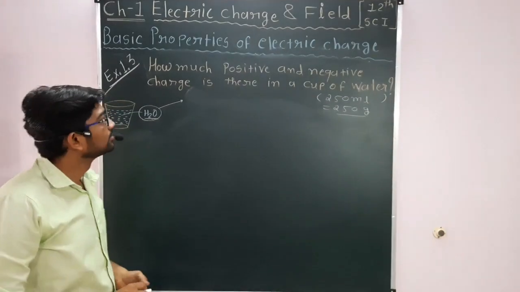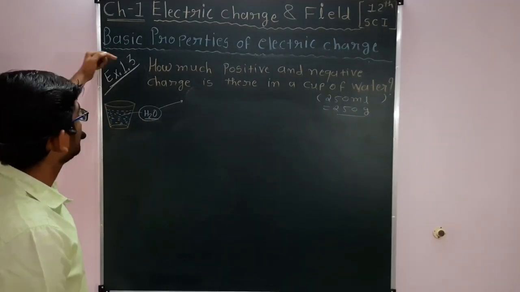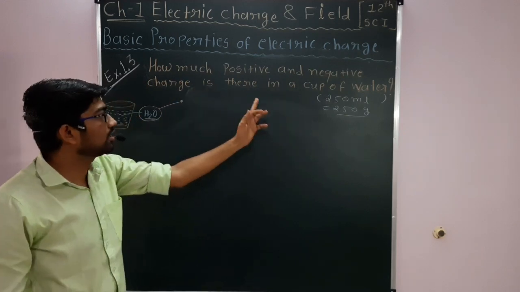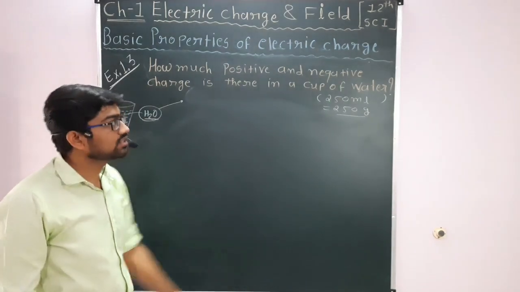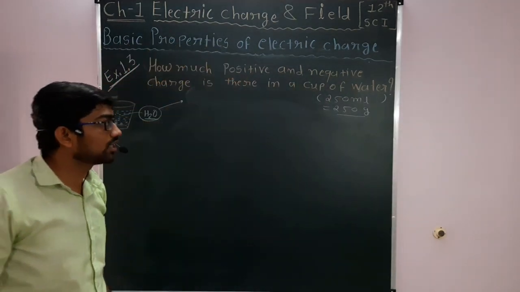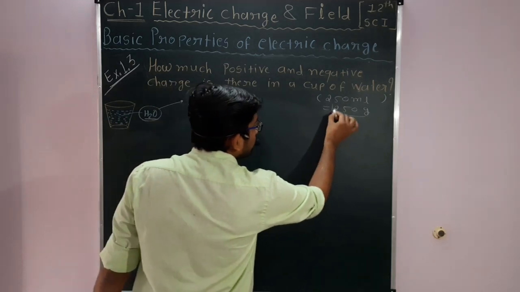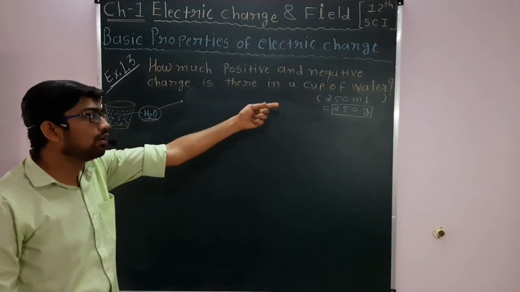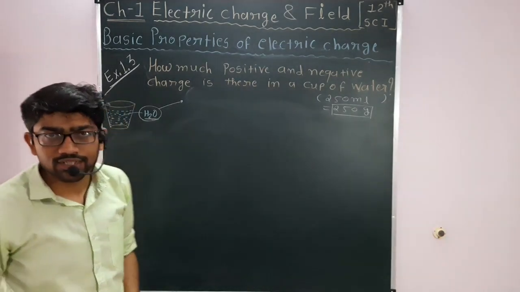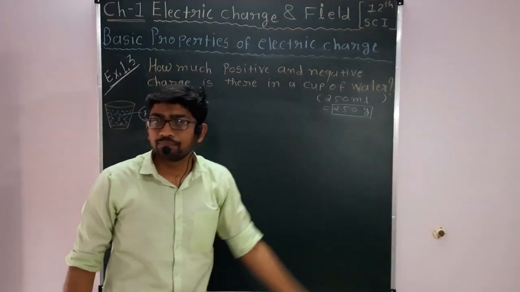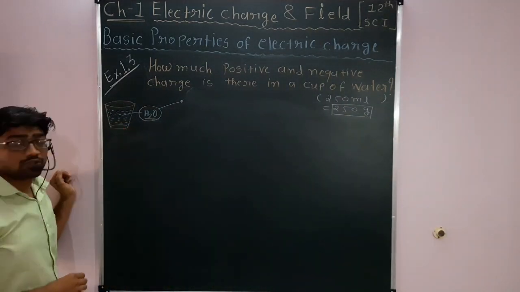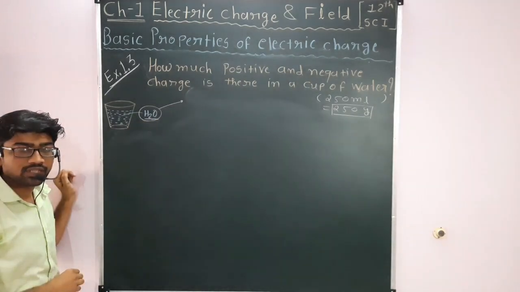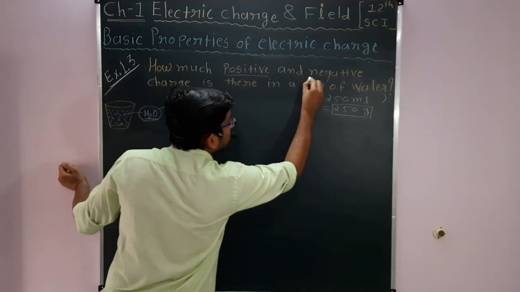Our third example, NCERT's third example, is: how much positive and negative charge is there in a cup of water? This is an example based on the basic property of electric charge. In 1 cup of water, 250 gram of water is available, either 250 gram or 250 ml because the density of water is 1. The formula of water is H2O, hydrogen and oxygen. Find the positive and negative charge.